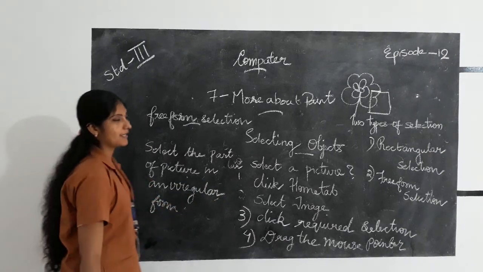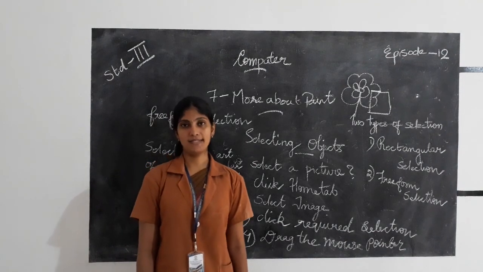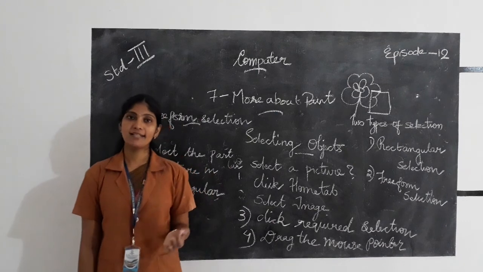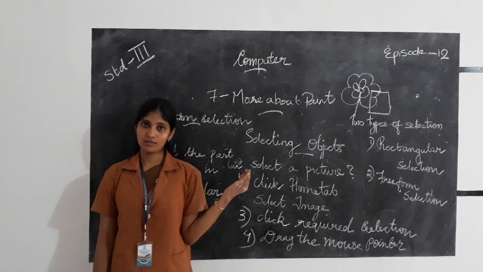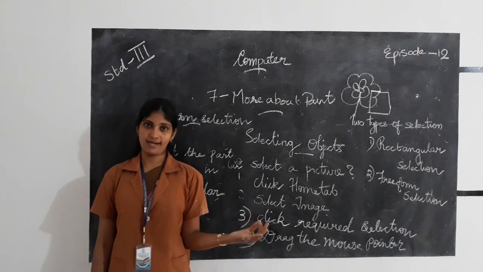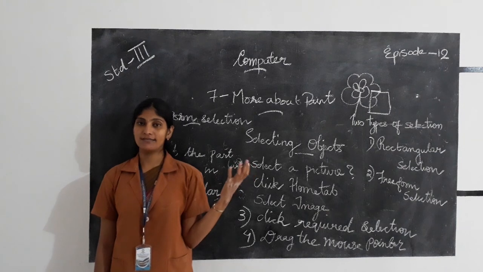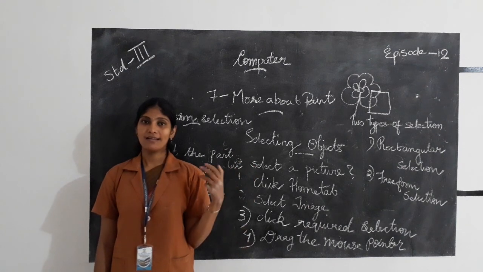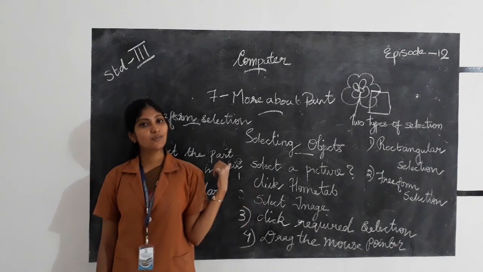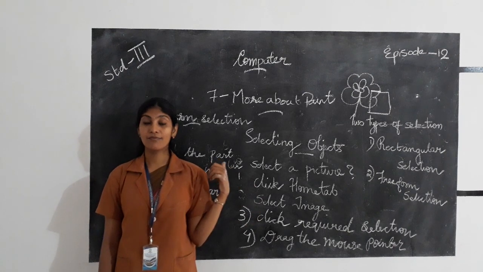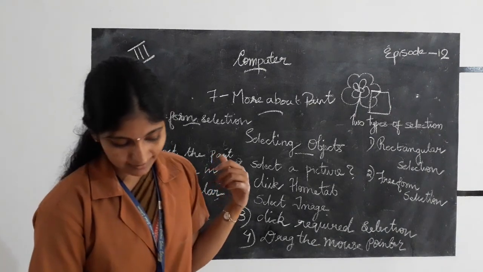So there are two types of selection. What are they? Rectangular selection and free form selection. If you want to select the part of a picture in a rectangular or a square form, you can go to rectangular selection. Then if you want to select that part in a free form selection, means any shape, it has no shape, irregular shape. So you can go to which selection form? Free form selection.